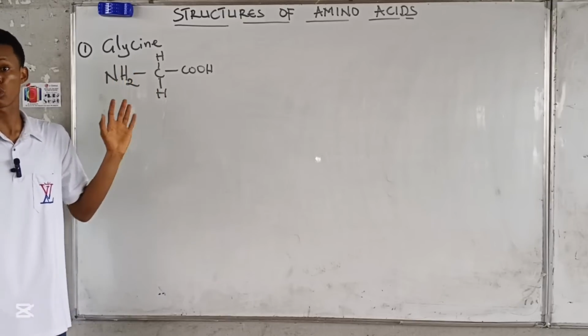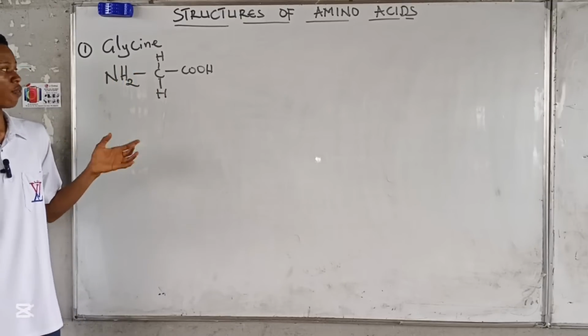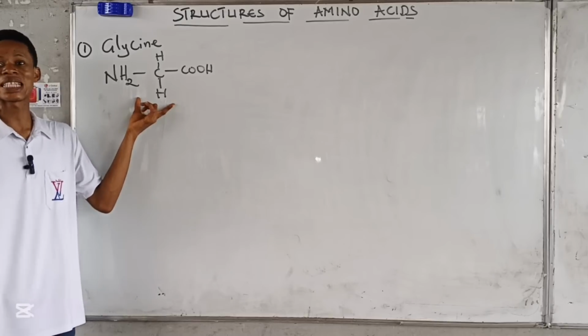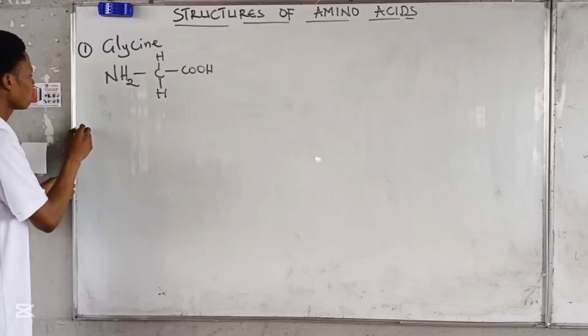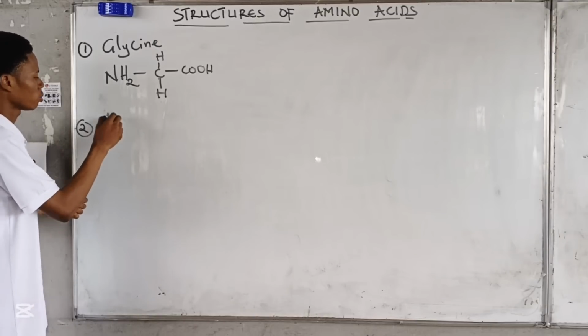Please don't draw yet, I'll give you time to draw it. Just listen up. Let's draw them together first. This is glycine. So glycine has what as the R group? Hydrogen, right? Let's draw the next simple one, alanine.